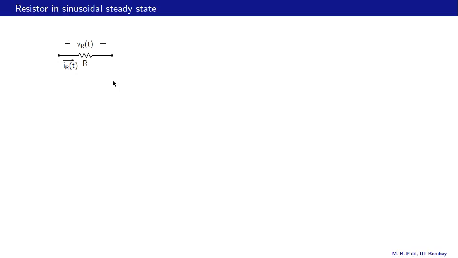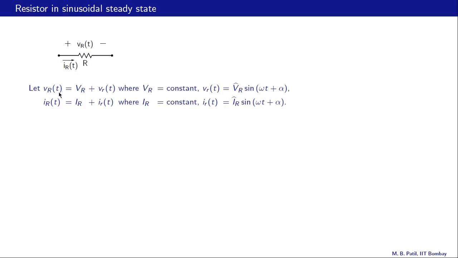So let's start with a resistor. We have VR, the voltage, equal to a constant part, and a sinusoid, VR cap sine omega t plus alpha. And here is a new notation that we have introduced. Small v, capital R, is the total instantaneous voltage. Capital V, capital R, is the DC part, and small v, small r, is the sinusoidally varying part, that is given by VR cap sine omega t plus alpha.